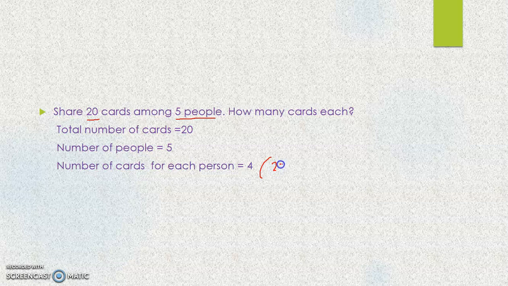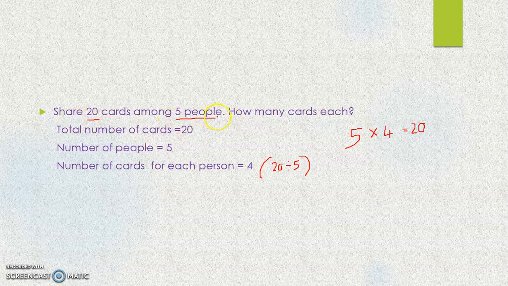20 divided by 5 ആണ് എന്താ ചെയ്യേണ്ടത്? 5 into എത്ര ചെയ്താൽ 20 കിട്ടും എന്ന് നോക്കണം. We know 5 into 4 is equal to 20. So number of cards each person gets is equal to 4.